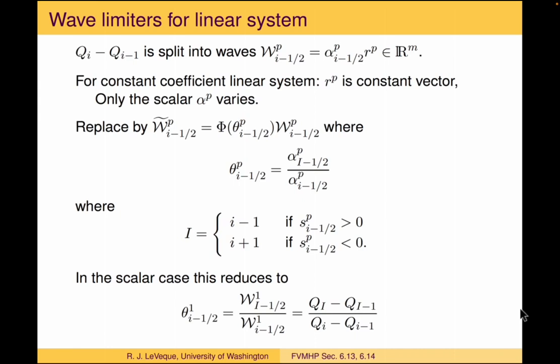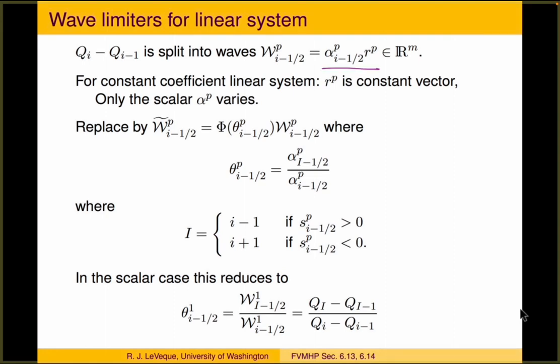And now let's look at the question of how we would apply limiters to those waves. So once we've split the jump in Q up into waves, however we want to do that, and however many waves we have, I've written it here in the case of when we do a decomposition into a linear system, or the approximate Riemann solver where we approximate the Jacobian matrix, then our waves would be linear multiples of some set of eigenvectors. And for a constant coefficient linear system, those eigenvectors would be constant vectors. They wouldn't vary. And it's only the scalar coefficient alpha p that varies from one Riemann problem to the next. And so then we want this W tilde to be some limiter, I think I used lowercase phi before, some limiter phi of theta times the wave.